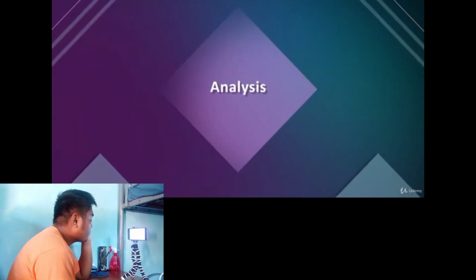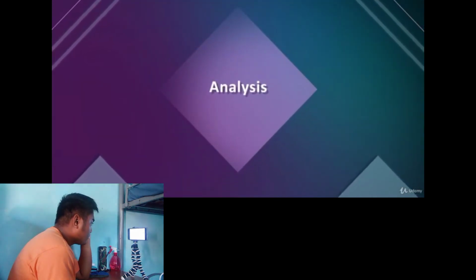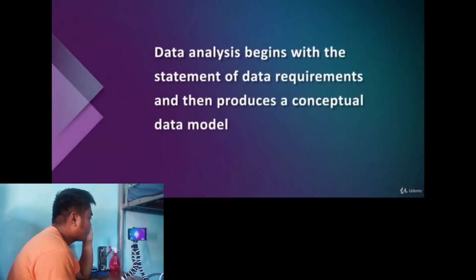Analysis. Data analysis begins with the statement of data requirements and then produces a conceptual data model. The aim of analysis is to obtain a detailed description of the data that will suit user requirements so that both high and low-level properties of data and their use are dealt with. These include properties such as the possible range of values that can be permitted for attributes. For example, in the school database example, the student, course code, course title, and credit points.